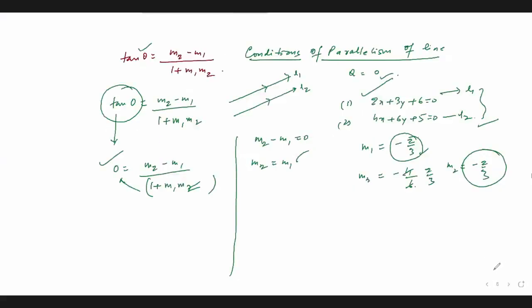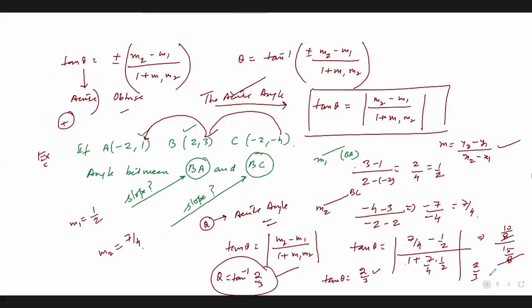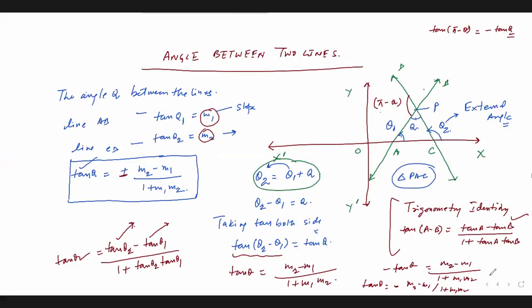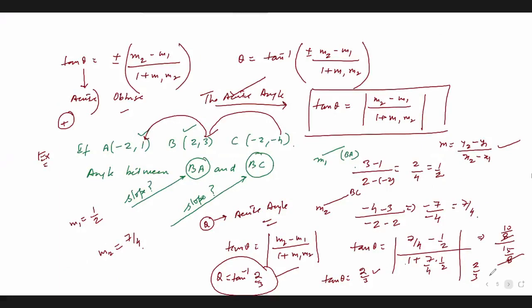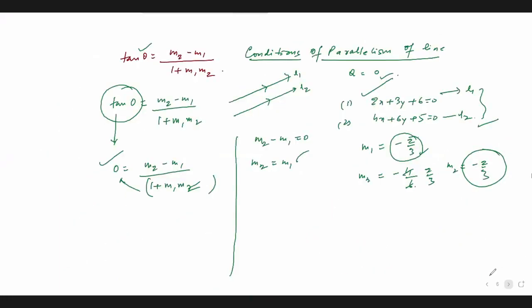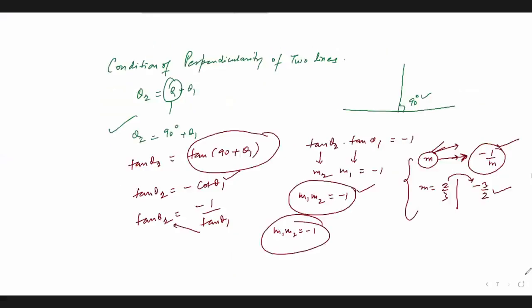So here we have learned how to find an angle between the two lines. That is, tan theta is equal to (m2 minus m1) upon (1 plus m1 m2). And then we have learned about a condition when the two lines are parallel. Two lines are parallel when both the slopes are equal. And what is the condition when two lines are perpendicular? We can say that they are perpendicular when the product of both the lines' slopes is equal to minus 1.